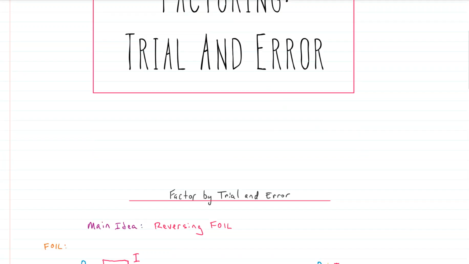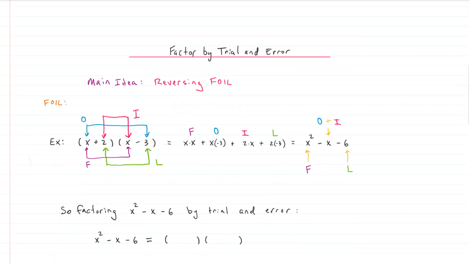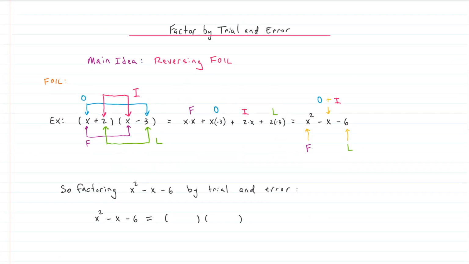And let's get going. Factoring by trial and error. Well, the main idea here is that you're just reversing FOIL. Now, for those of you who aren't familiar with FOIL, it is just an acronym to help you understand how to multiply two binomials. Binomials being two polynomials with two terms.